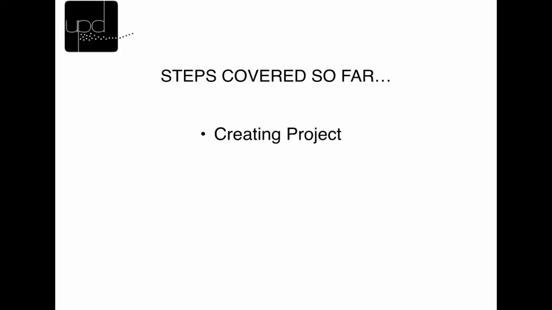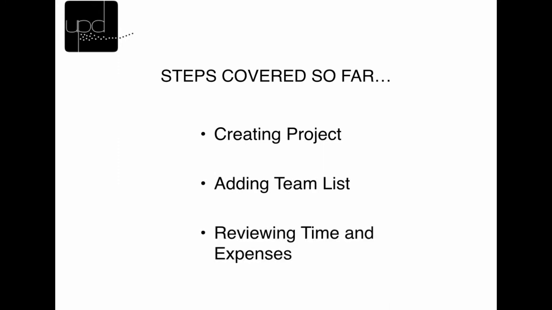Creating a project in BigTime is a 3-part process. The first part is creating a project. The second part is adding a team list. And the third part is reviewing time and expenses. The steps we covered so far are creating a project in BigTime. Great job. Next, we're going to move to adding a team list.